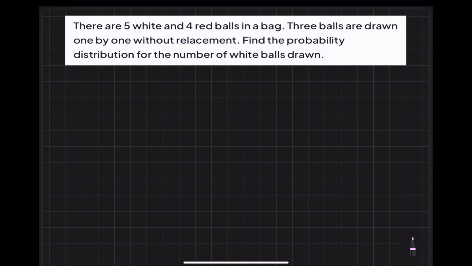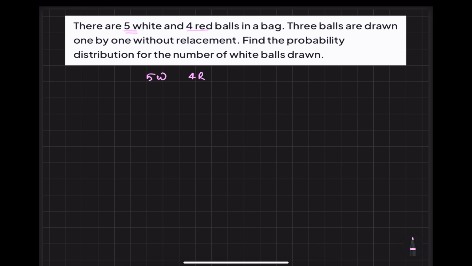So we got hold of a new problem which says there are 5 white and 4 red balls. Three balls are drawn at random one by one without replacement. Find the probability distribution for the number of white balls. So you have to find out the probability distribution table.